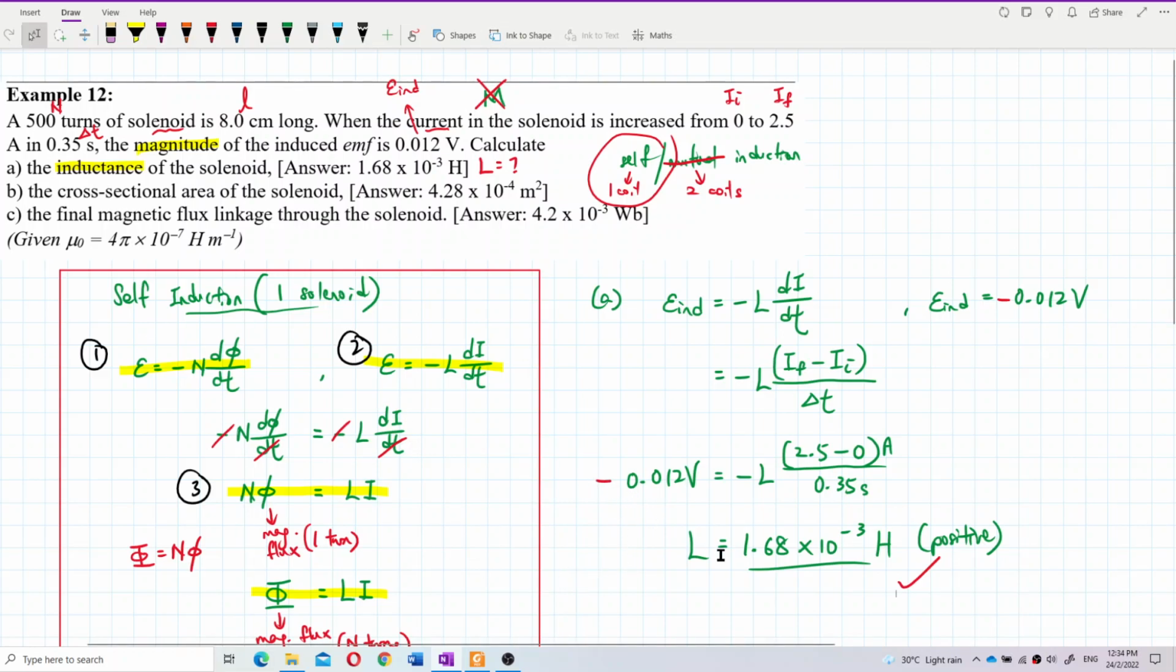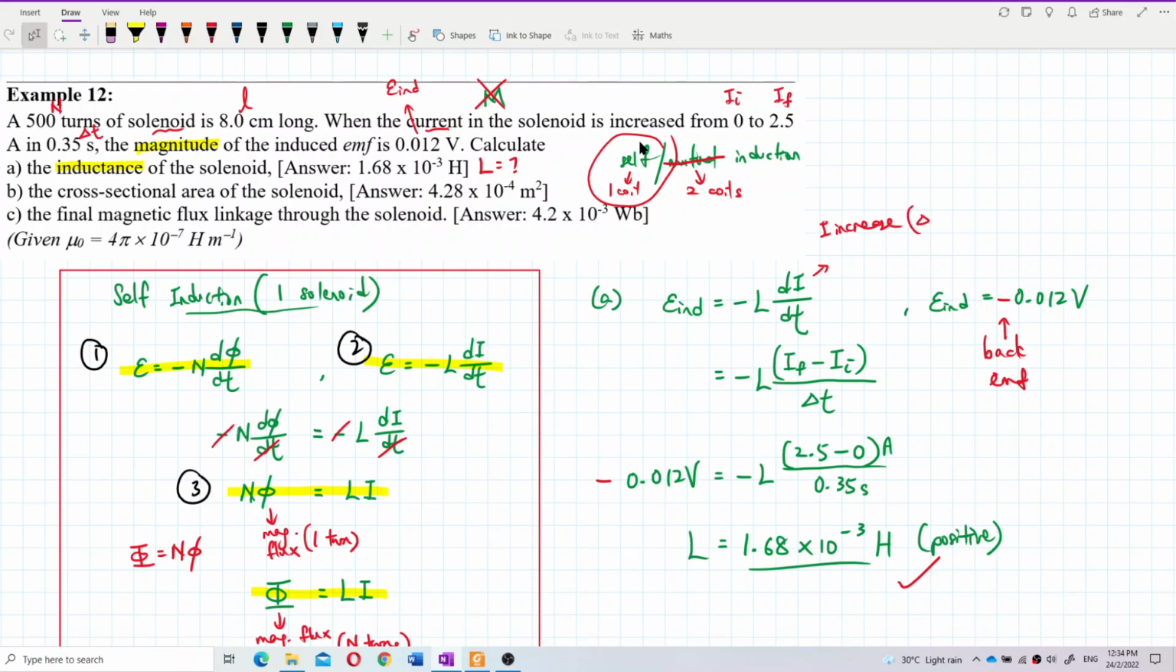Should put a negative sign here. So you should put a negative sign. Negative, because it's back EMF. Back EMF opposes the change. Because the current is increased, the current is increasing.